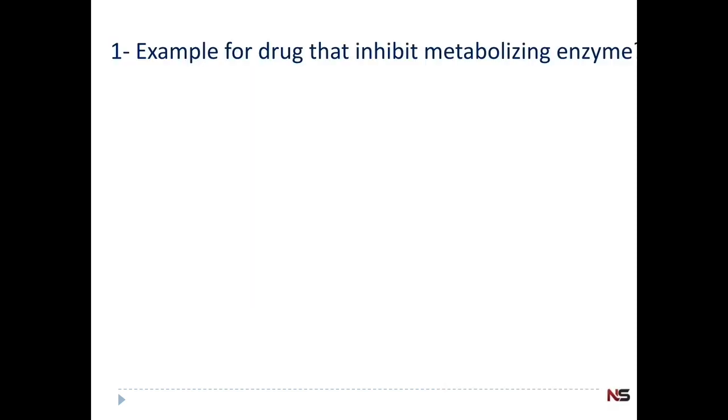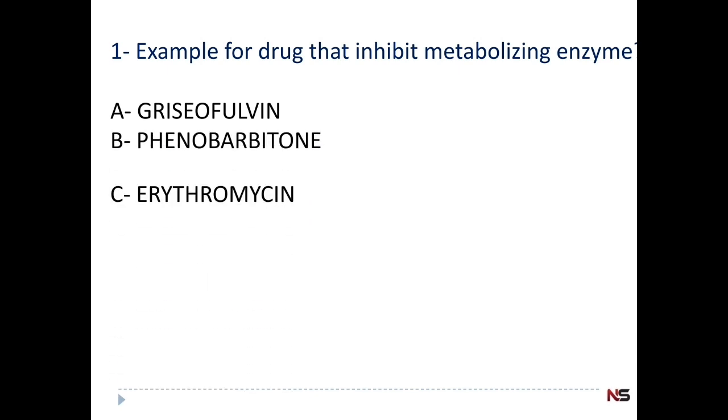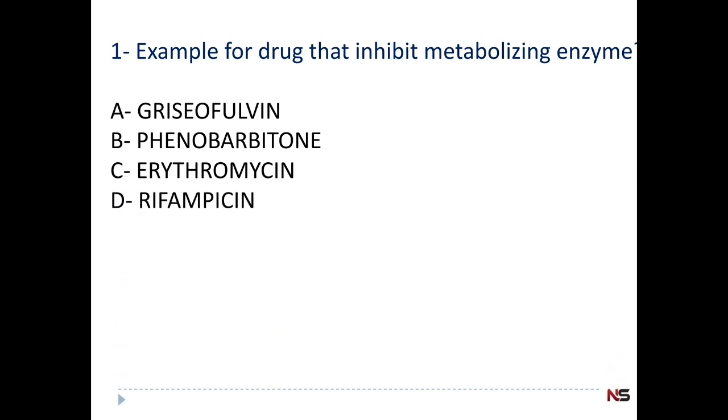The first question, example for drug that inhibit metabolizing enzymes. Option A, griseofulvin. Option B, phenobarbital. Option C, erythromycin. And option D, rifampicin. Which medicine inhibit metabolizing enzymes? The correct answer is erythromycin.